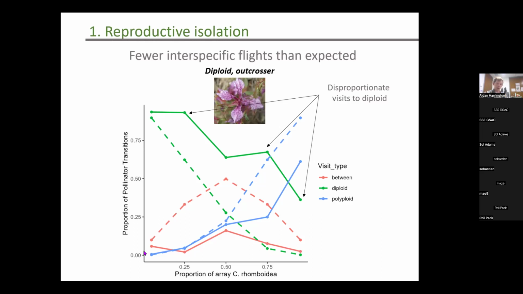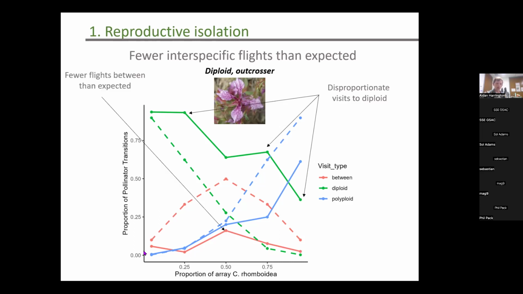And in fact, this last point here, where polyploid visits exceed the diploid ones, has only one virgata in this array and 18 rhomboidea. So there's a huge difference between them, and still the diploid gets lots of visits.